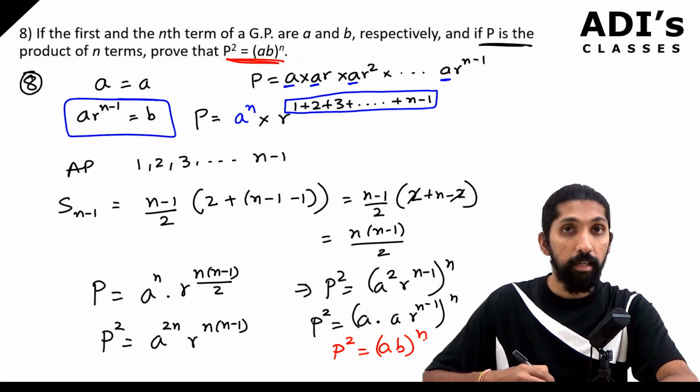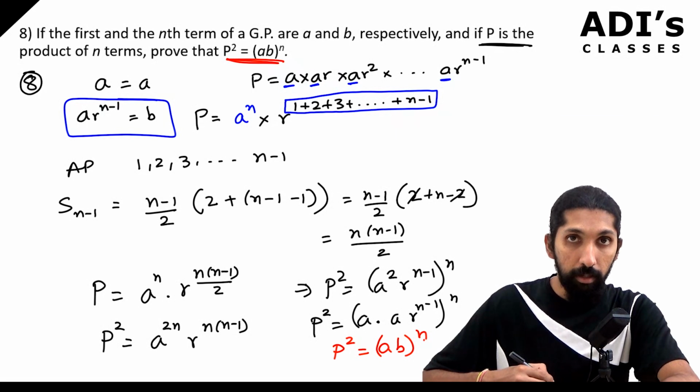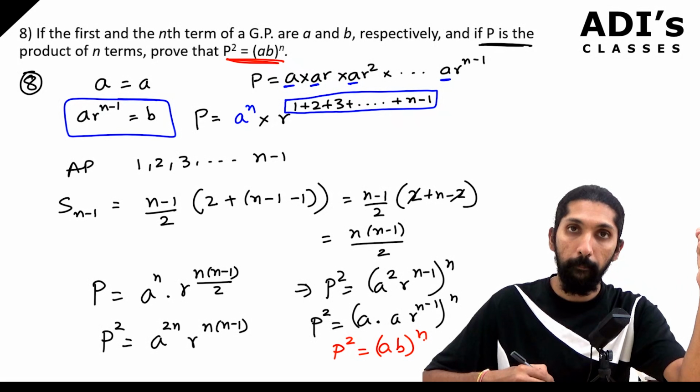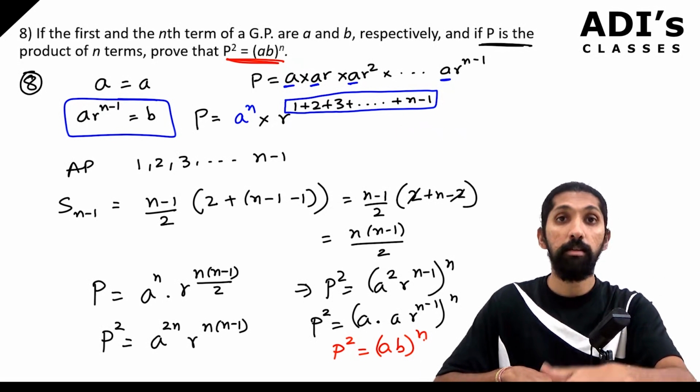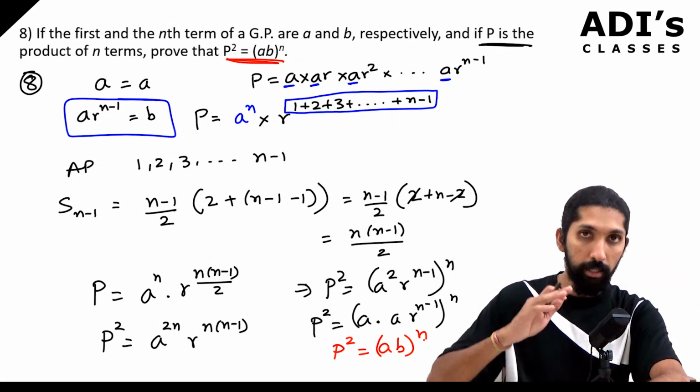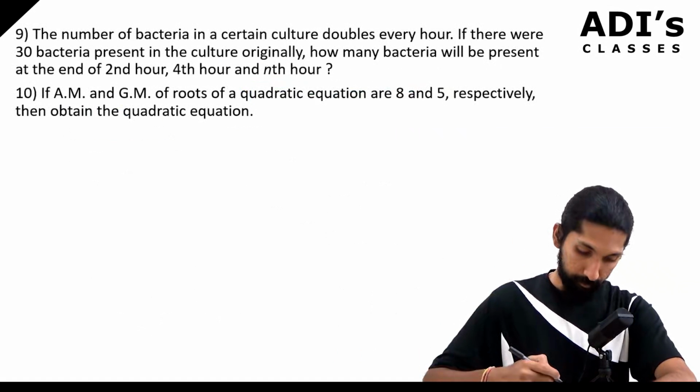So what do we get? P square is equal to ab whole to the power of n. Clear? So this is the answer for the 8th one. More like an answer, it's a proof. Correct? Let's do the next one. Look at the 9th one.